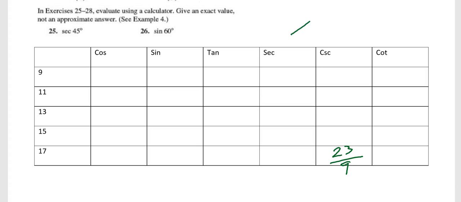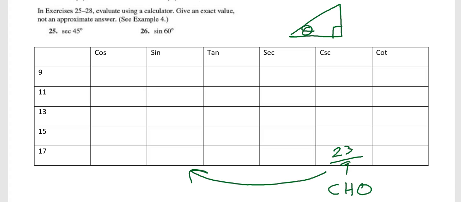Okay, so let's see here. If we've got theta down here, cosecant, that would go with which trig function? Yeah, you're right. It is hypotenuse over the opposite, right? That's my good old Cho, right? So hypotenuse would be 23, opposite would be 9. Yes, you have to know how to find those in the triangle.